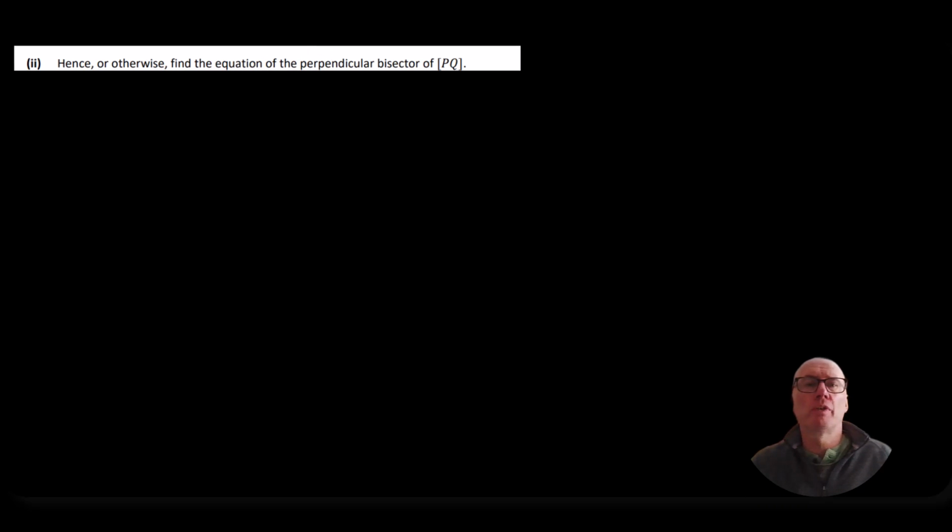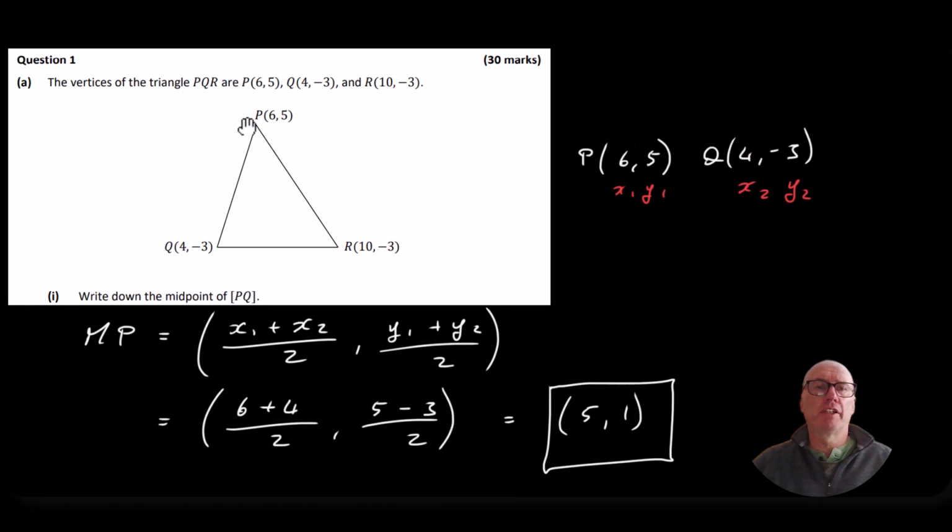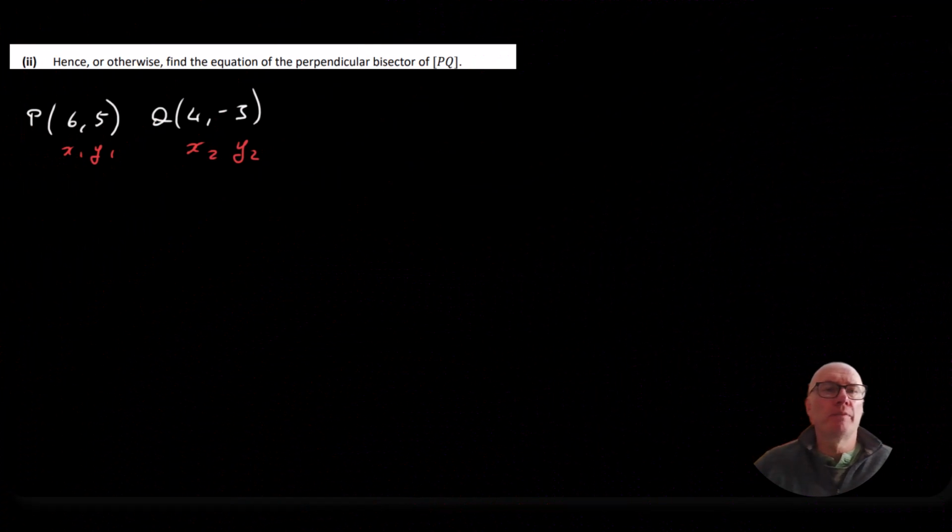Hence or otherwise, find the equation of the perpendicular bisector of PQ. So we want to find the perpendicular bisector of this line segment here. We want the equation of a line that goes this way through the point (5, 1). To find the equation of a straight line, you need a point and the slope. We have a point, we don't have the slope. However, we can find the slope of this line PQ. Once we do that, all we have to do is flip it upside down and change the sign. So we need to find the slope of PQ.